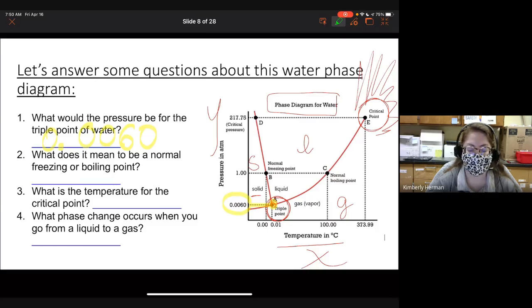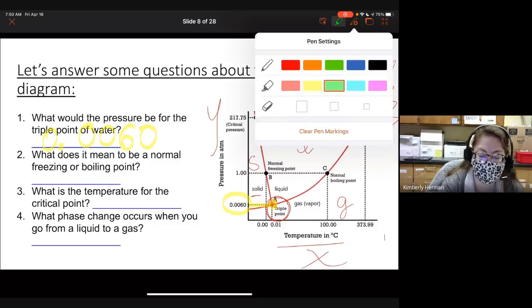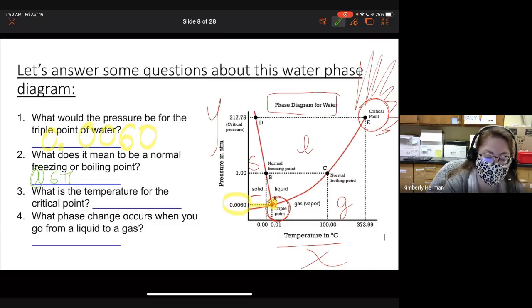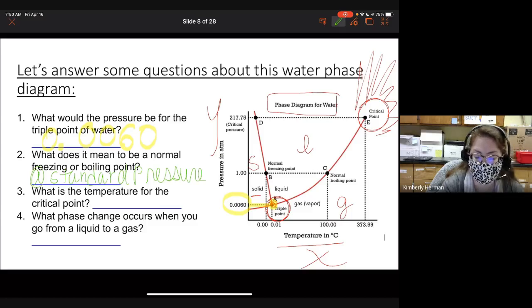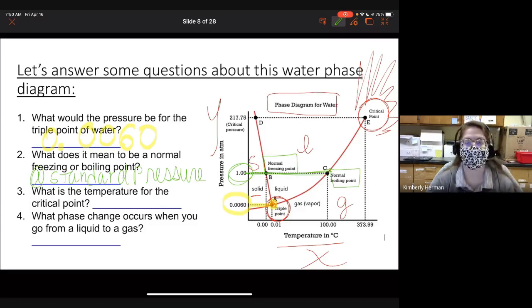Now, what does it mean to be a normal freezing or boiling point? So this takes us back to last week's lesson. To be normal, it has to be at standard pressure. So what we're going to see is the standard pressure for this is at 1. Notice that it's already labeled as normal freezing point and normal boiling point. So that means that at that standard pressure, we can tell from our phase diagram what its normal freezing slash melting point is, because they're at the same point, and then what our normal boiling point is.